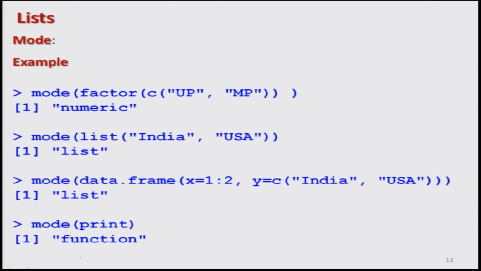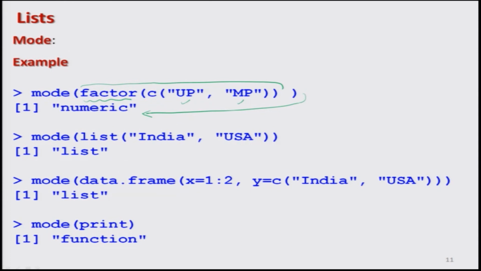Similarly, if you try to take another object like a factor, then I have to write it nearly similar to what I did in the case of character, but the difference is that here I am using two characters, UP and MP, Uttar Pradesh and Madhya Pradesh, and these are two character strings. But when I write it as a factor, this mode is coming out to be numeric. That you have to keep in mind.